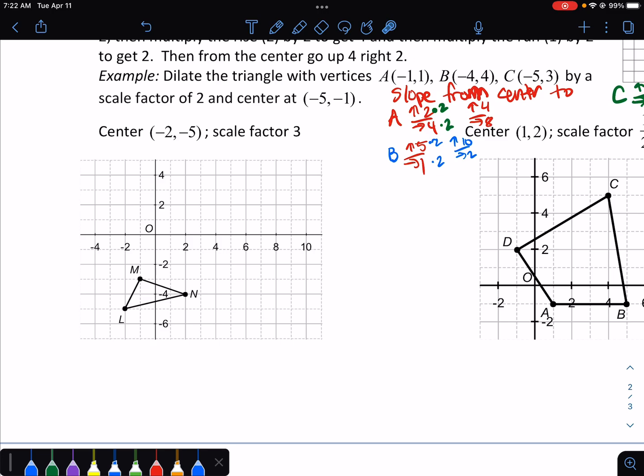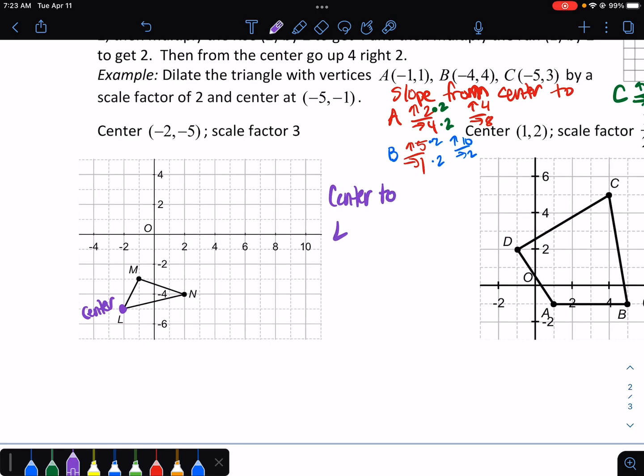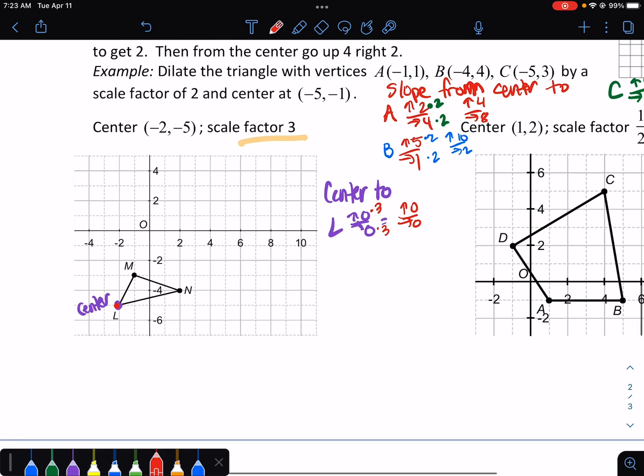Okay, let's check and see how you did. Our center is at (-2, -5), which happens to be the same point as L, right? So if we're going from the center to L, that means we went up nothing over nothing, and we're going to multiply that. Since our scale factor is 3, we multiply by 3, so we go up nothing over nothing. So L, L prime, and the center are all on the same point.